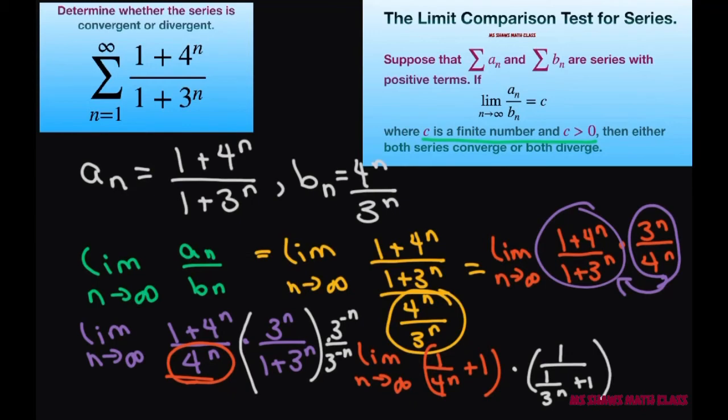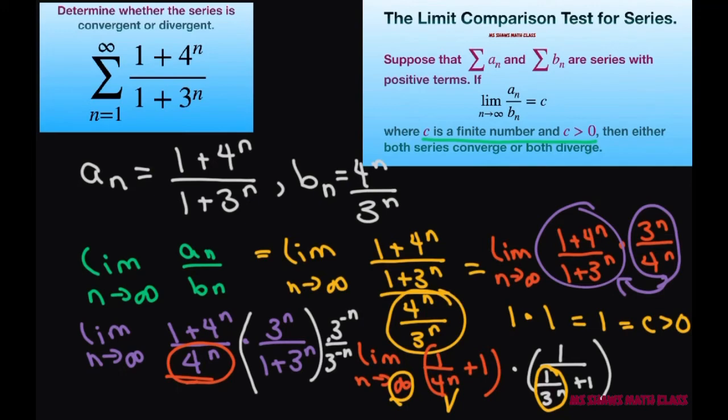When you take the limit and substitute in infinity, this is going to go to 0. So you have 0 plus 1 is 1, times, this is going to go to 0, and then you have 1 divided by 1 times 1. This equals 1. So this is your c, which is greater than 0. So all we know now is that they either both converge or both diverge.